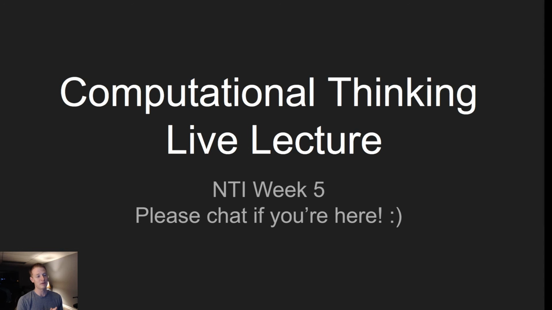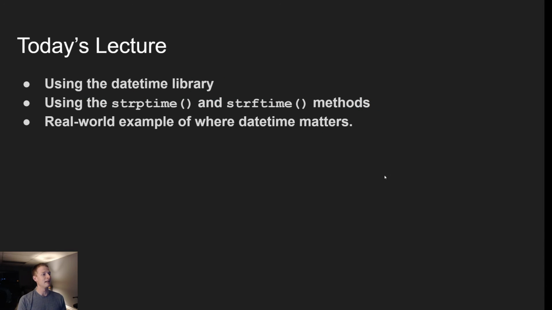In fact, our final project for this class will deal directly with Datetime in a pretty creative way, I think. But we'll talk about that later on. For today, we're just going to be talking about how we use the Datetime library in a basic sense: what a datetime object actually is, how we use the string parse time or strip time method, and how we use the string format time method. And we're going to look at a real world example of where datetime really does matter. I'm going to show you some fun stuff in between.